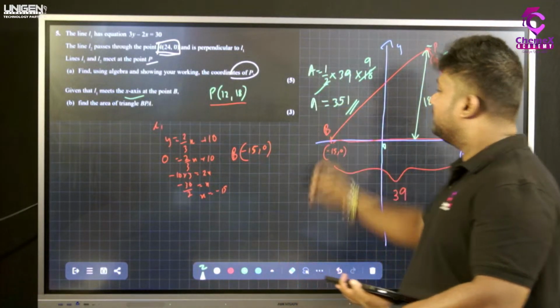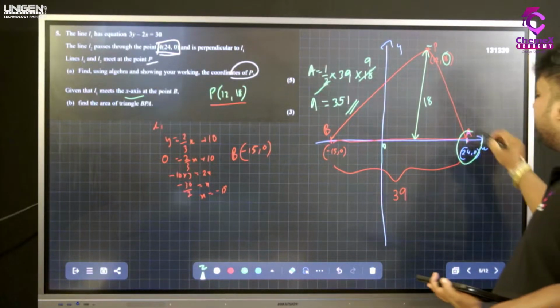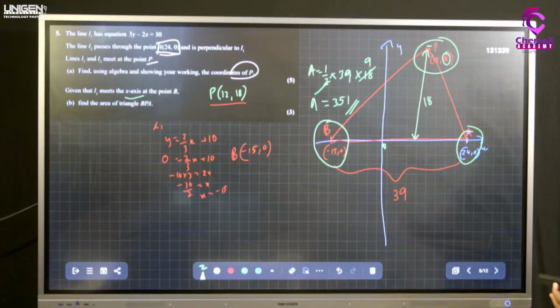Got it or not? Is there anyone who doesn't understand how I got these coordinates, and how I found the area? I explained it in the easiest way by drawing also. Sometimes you don't need to draw to get the area. Any questions?